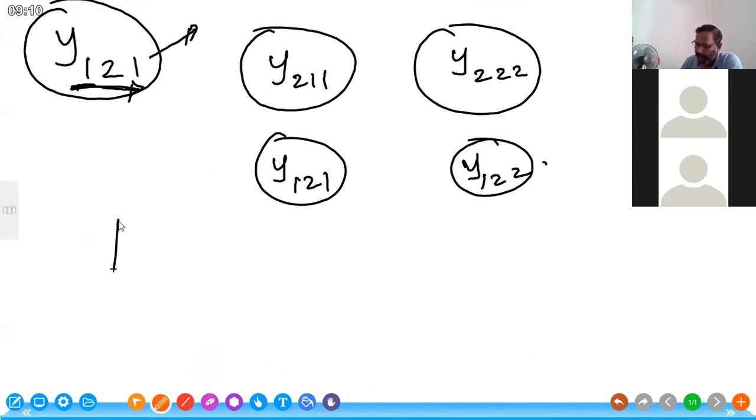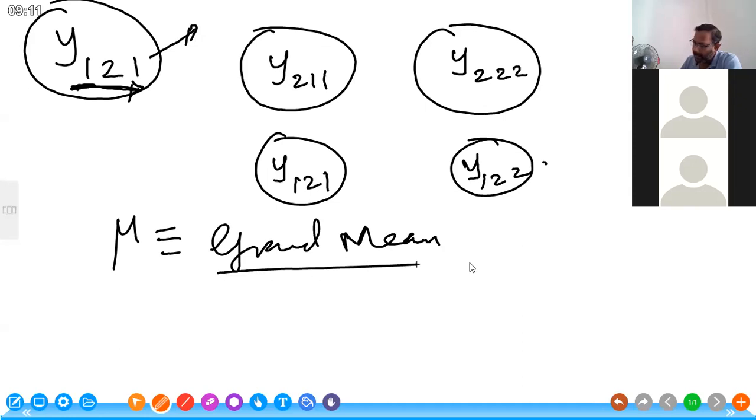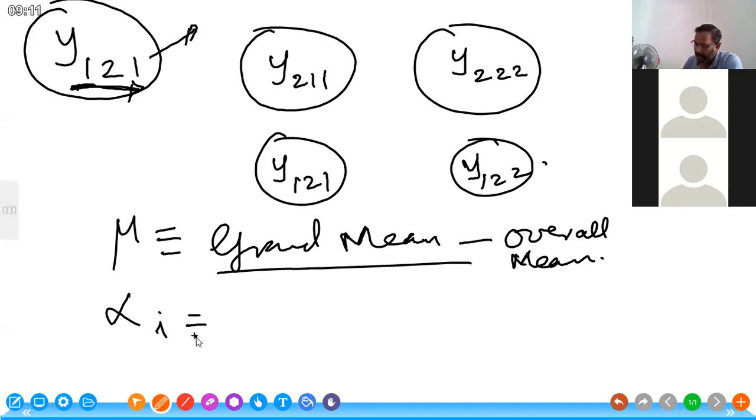Now tell me, what is this second component? This is not new to you. Everybody is familiar with this. Grand mean. Okay, grand mean, or sometimes it is called the overall mean. The third component, alpha i.